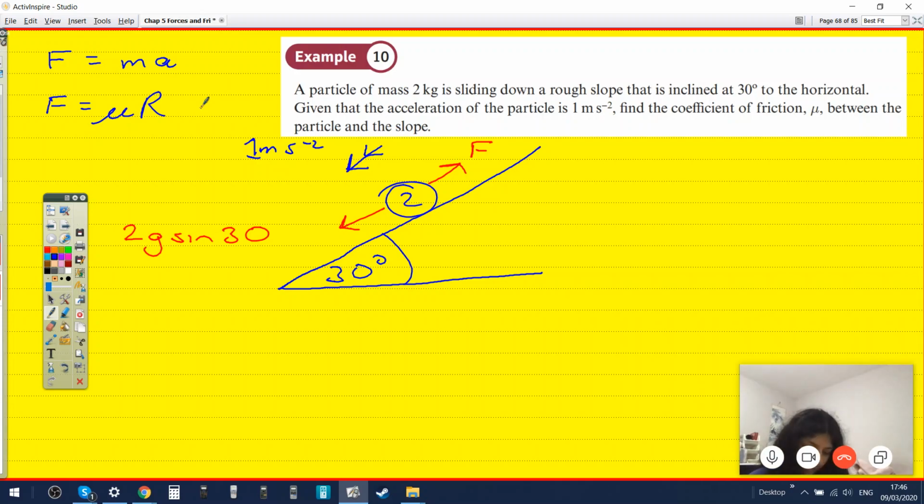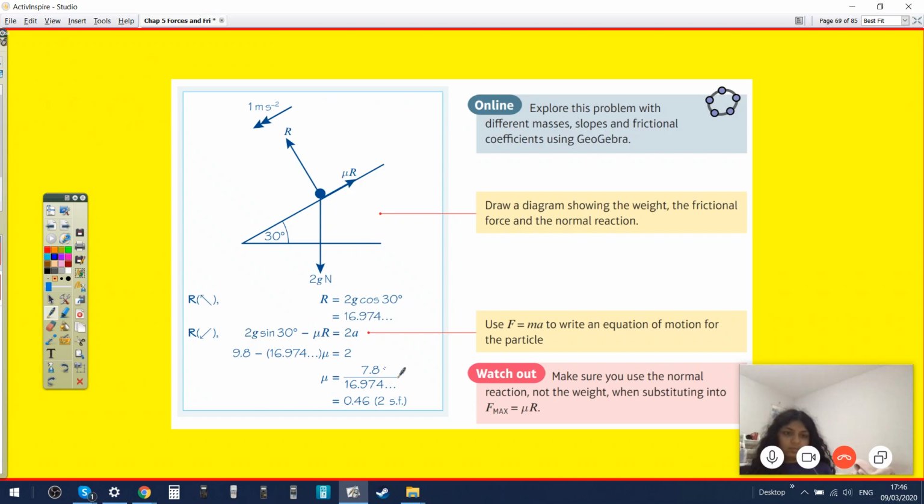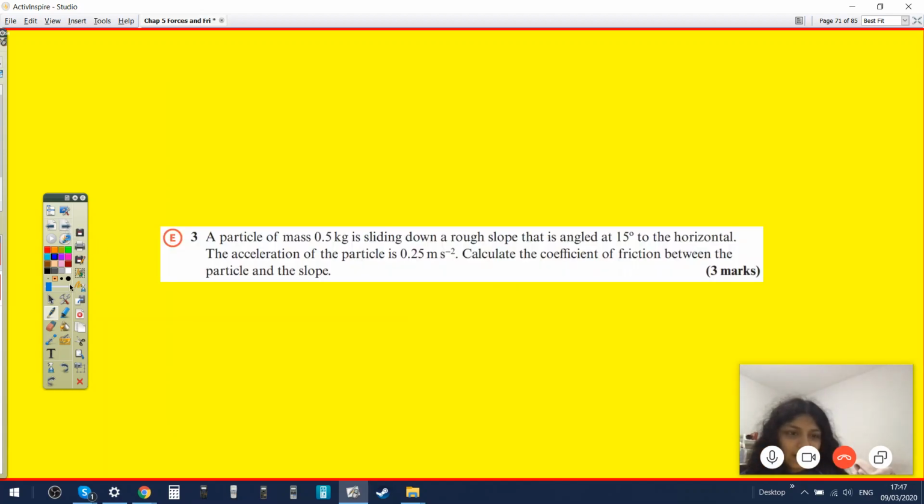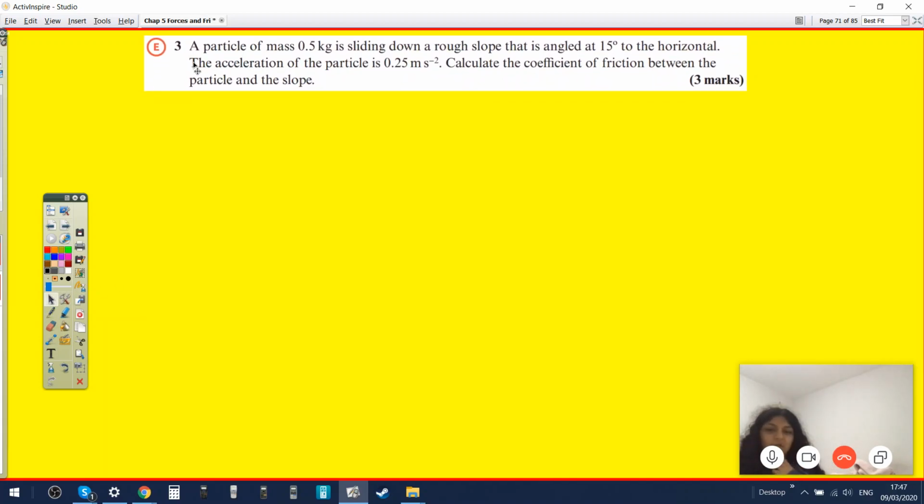I got mu is equal to 0.46. Looks about right. Mu is always some pretty small number. There you go, 0.46. Yeah, I just used to put in random forces. I didn't know that it could just be gravity, 2g, going down. I thought there has to be a force there.